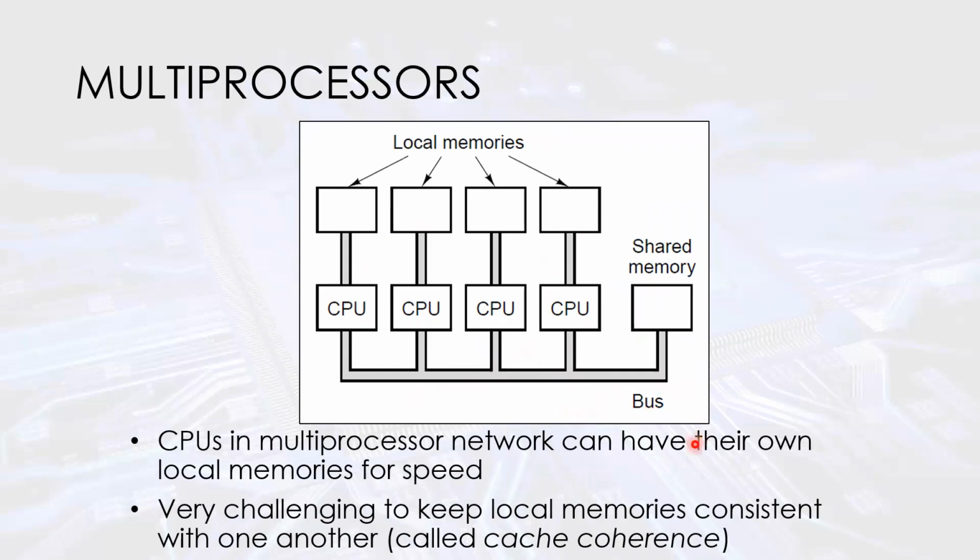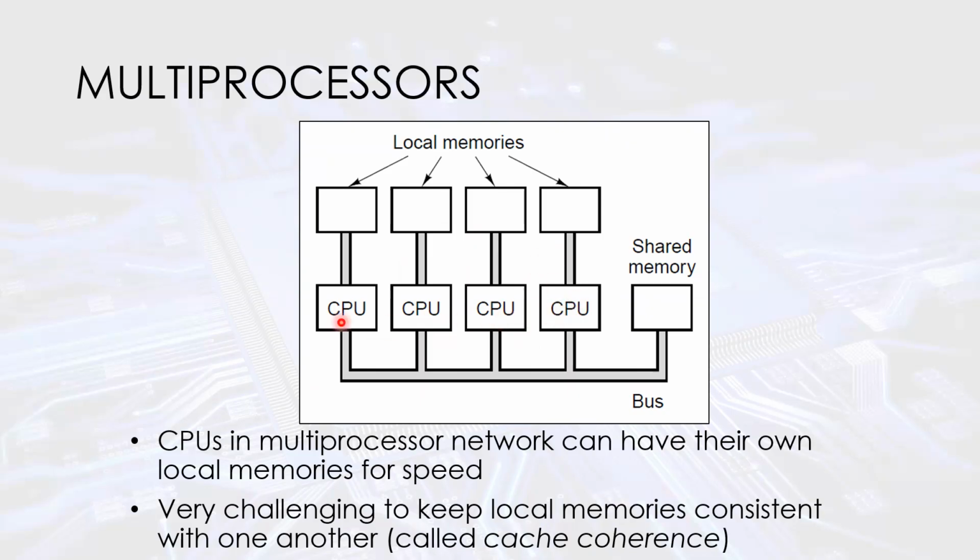The really hard part about all of this, keeping multiple CPUs in sync with one another, is this last statement: it's very challenging to keep local memories consistent with one another. This is a concept called cache coherence. In our last chapter, the main thing we're going to talk about is memory and cache, and we'll talk about cache coherence a little bit.